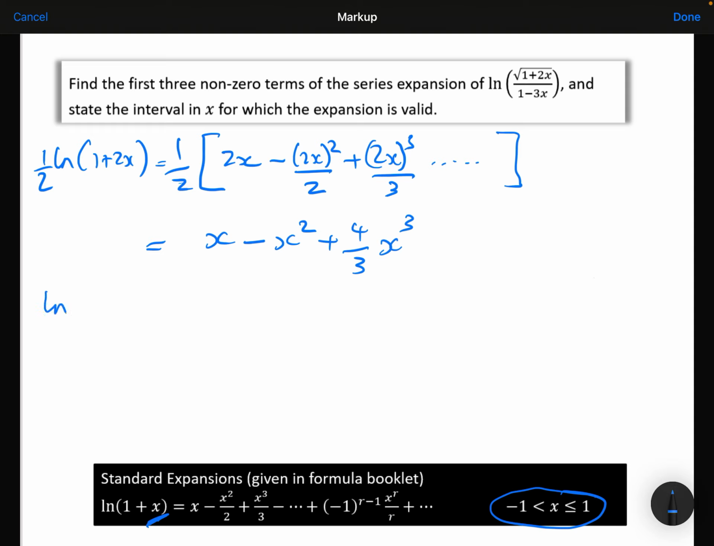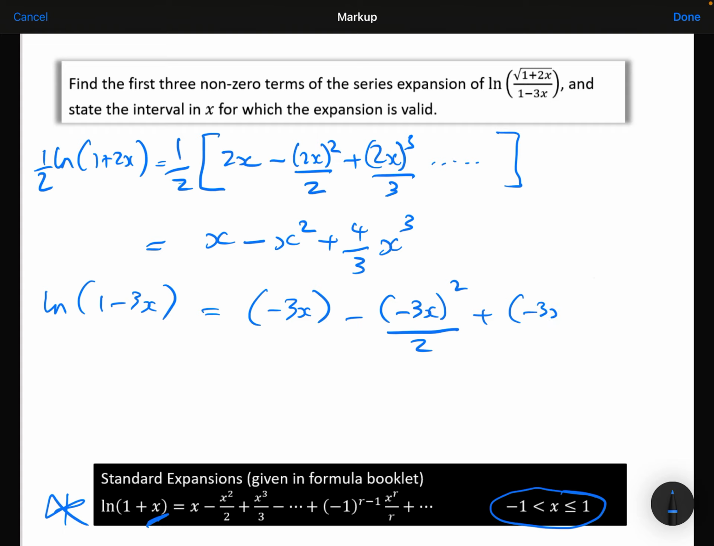Now to work out the second logarithm that we had, which was the ln 1 minus 3x. Again, we're using this expansion, but instead of the x, we have minus 3x. So we're going to have minus 3x minus 3x squared over 2 plus minus 3x cubed over 3, and so on. Which simplifying will give minus 3x minus 9 over 2x squared minus just 9x cubed.